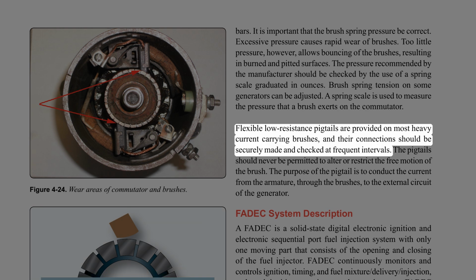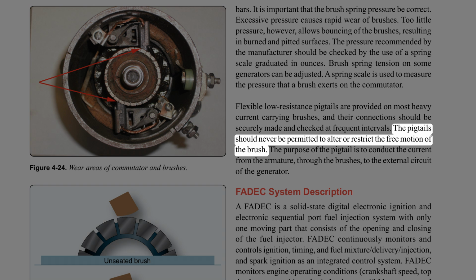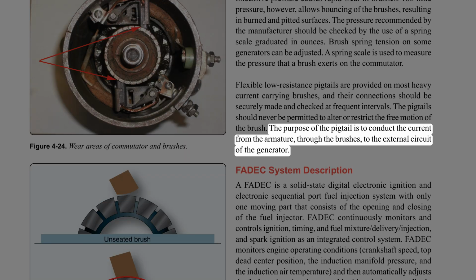Flexible low-resistance pigtails are provided on most heavy current-carrying brushes, and their connections should be securely made and checked at frequent intervals. The pigtail should never be permitted to alter or restrict the free motion of the brush. The purpose of the pigtail is to conduct the current from the armature, through the brushes, to the external circuit of the generator.